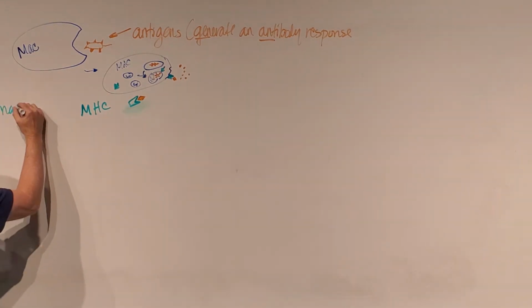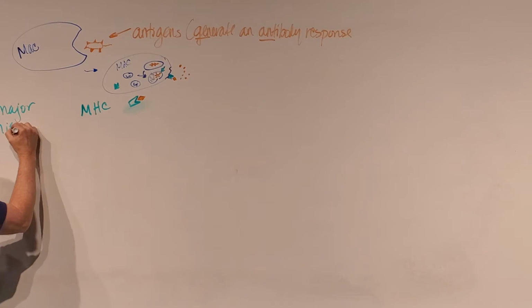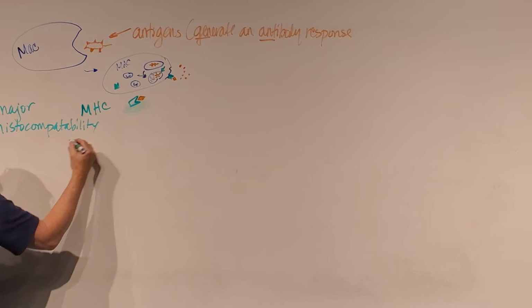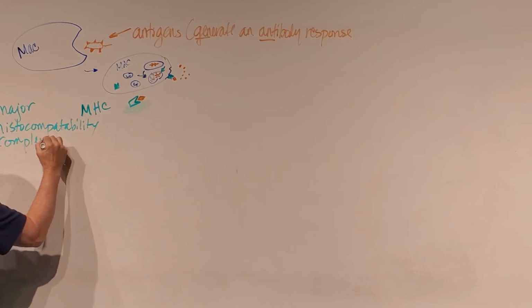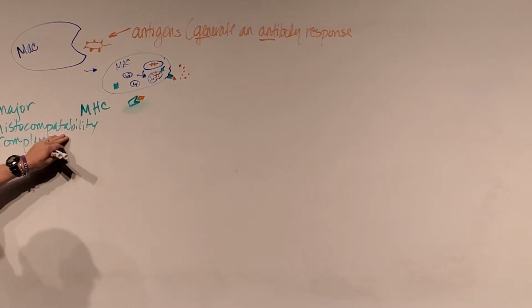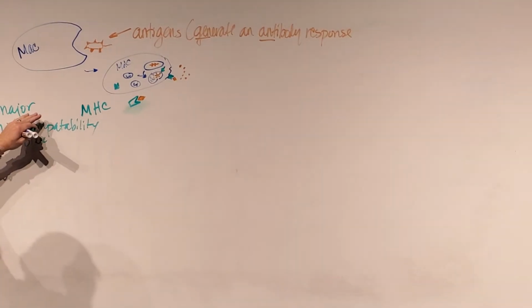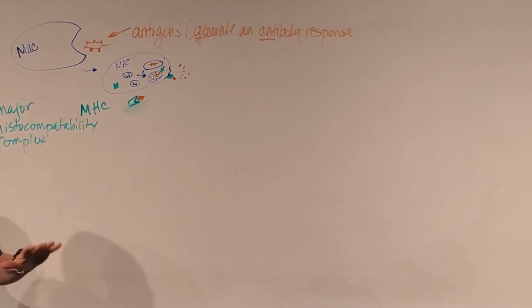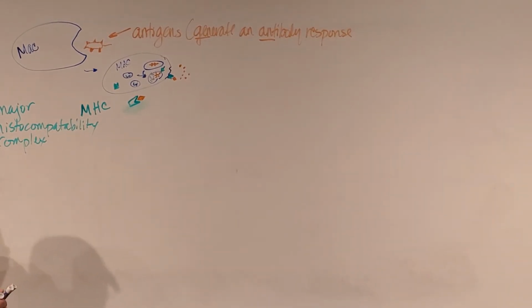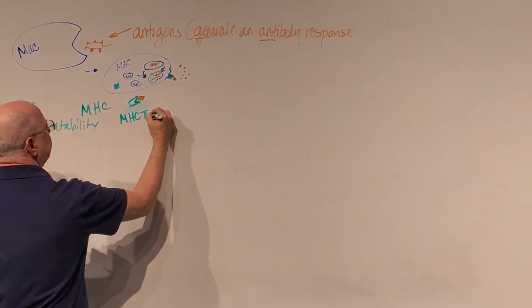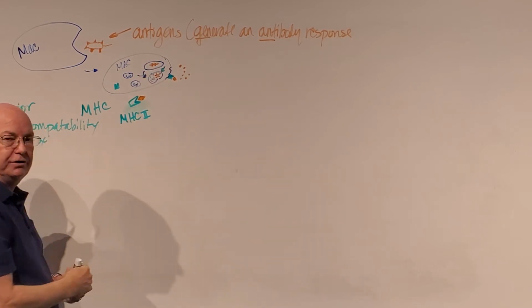MHC stands for Major Histocompatibility Complex. It's a complex, a group of molecules that can be compatible histologically with certain foreign cells, and so they're called the Major Histocompatibility Complex. And there's MHC1s and MHC2s. I'm not going to get too much into the detail, but suffice it to say that this is an MHC2 molecule for now, since we've engulfed a foreign cell.